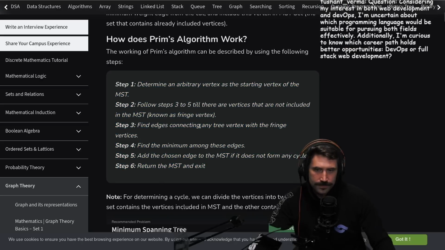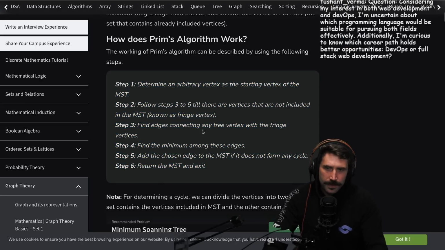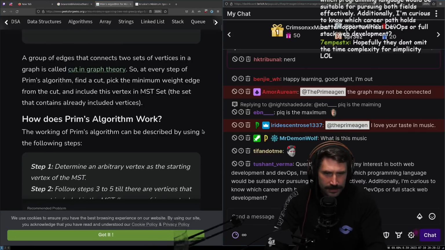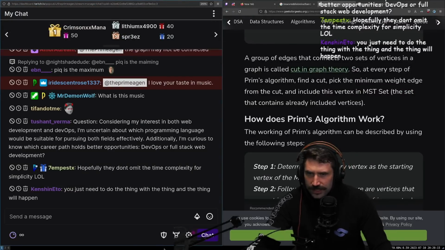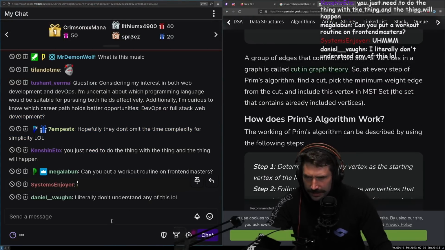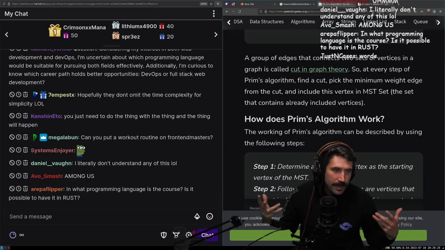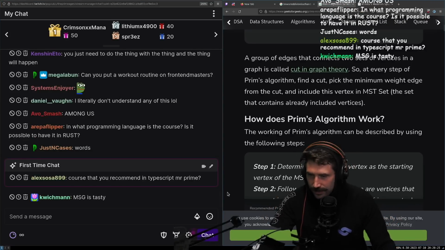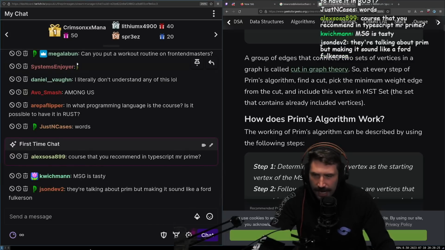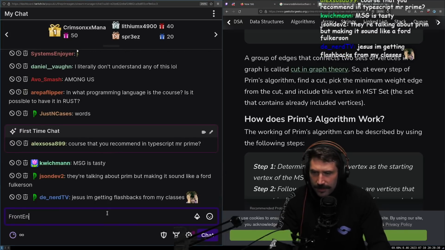So that's pretty much what I was saying. I think that's pretty much the same thing, right? Question. Sorry, I literally don't understand any of this. Well, we're trying to create a minimum spanning tree. No, not Among Us. That's not what we're doing. MSG is tasty. Of course you recommend TypeScript, Mr. Prime. I love anything on Frontend Masters.